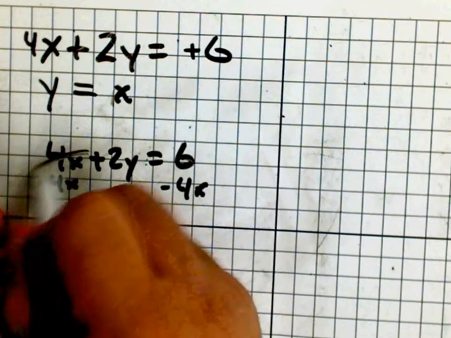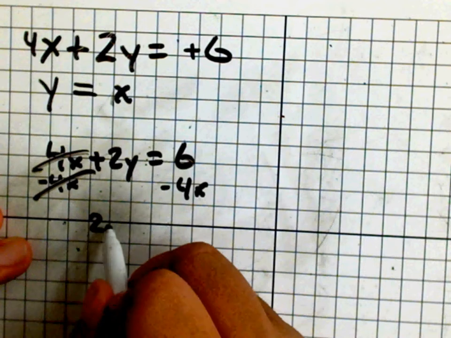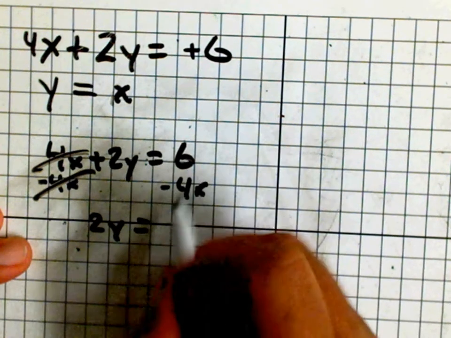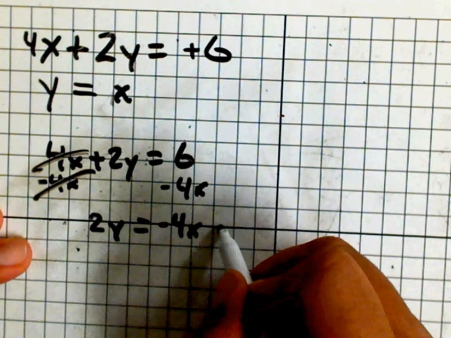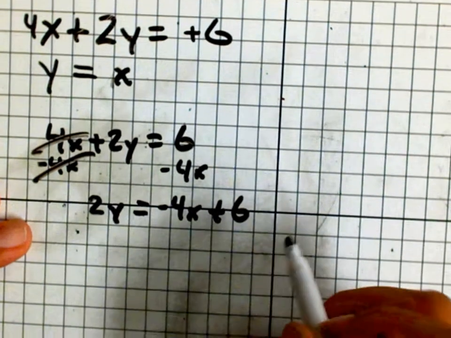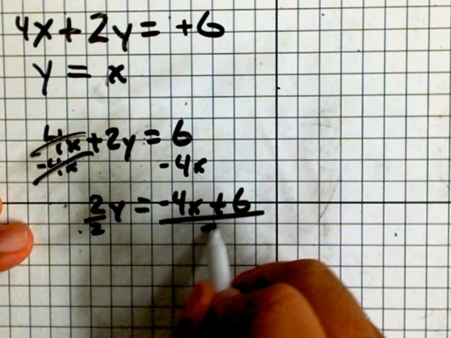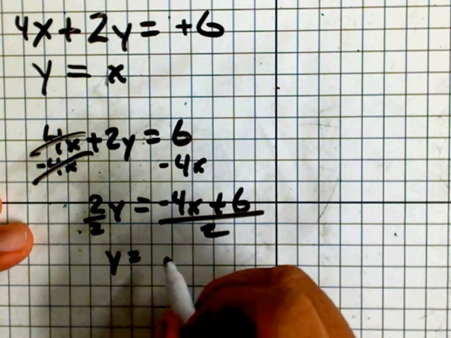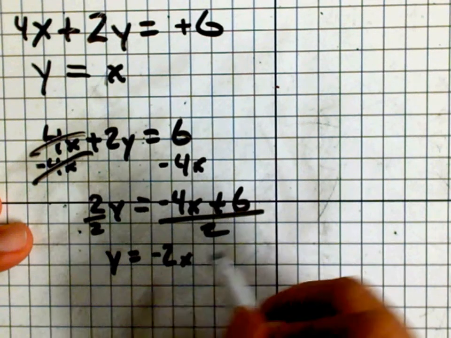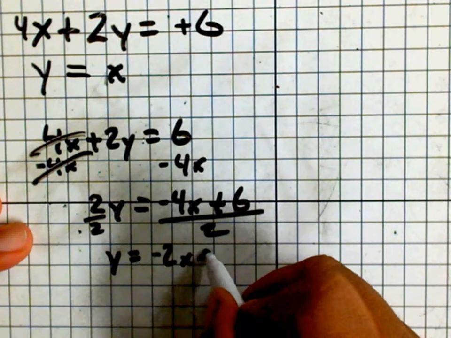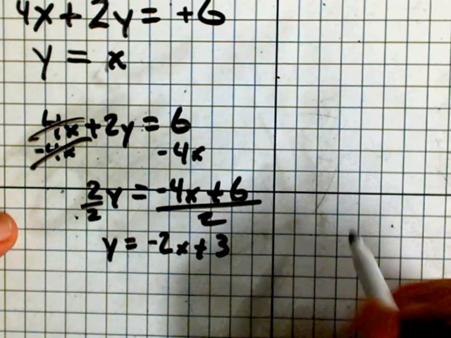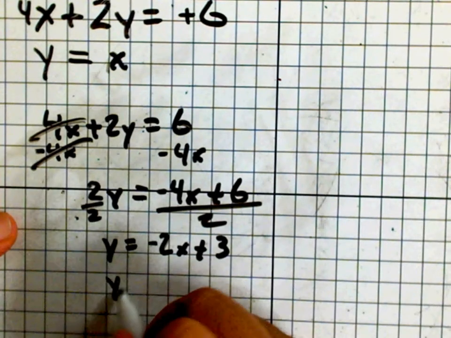That's going to cancel out, and I'm going to end up with 2y equals negative 4x plus 6. And then I have to get rid of this 2 as well, so I divide everything by 2. I get y equals negative 2x plus 3. And I'm going to write down my other equation here, y equals x.